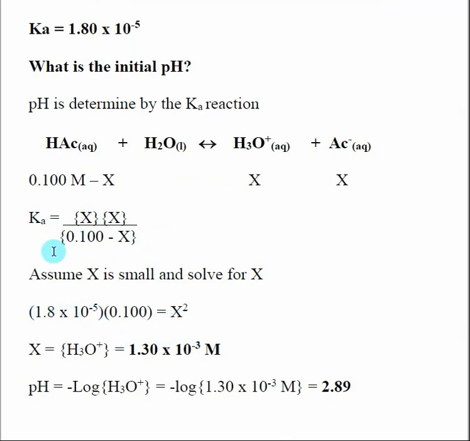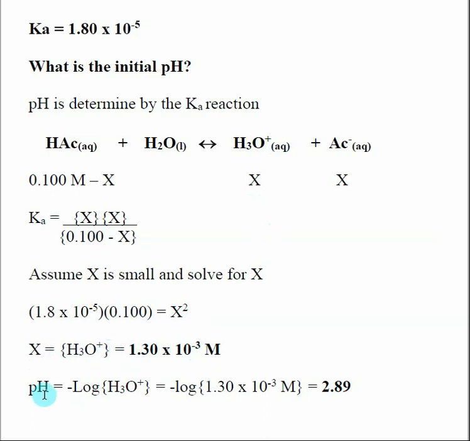So this is our Ka right here. We multiply both sides by 0.1, that will be equal to X squared. And all we have to do is take the square root of both sides to get to our X, which is 1.3 times 10 to the minus third molar. Up here we made the designation that X is going to be equal to our concentration of hydronium. So we know what X is, so we know what our concentration of hydronium is.